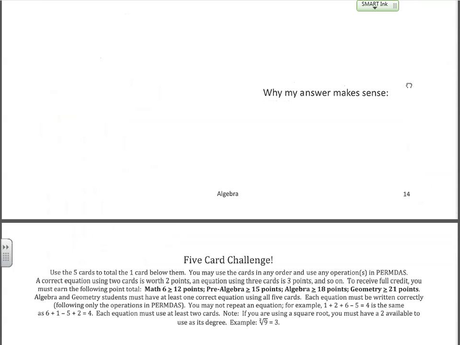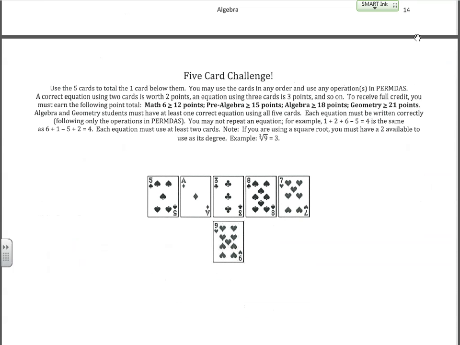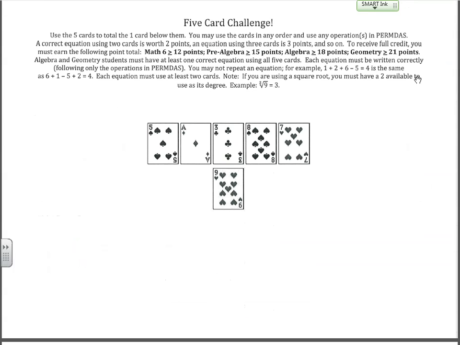Here we have the 5-card challenge in the spirit of Christmas. You have an ace to work with here. We love aces because they're ones, and we love ones because there's so much you can do with it. You can multiply by 1, divide by 1, take something to the power of 1. It's not going to change the value of the expression or the equation. So you can really rack up a lot of points quickly by using that ace.